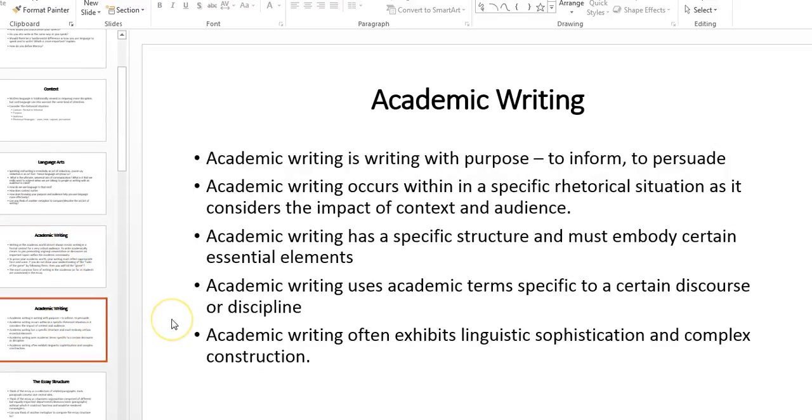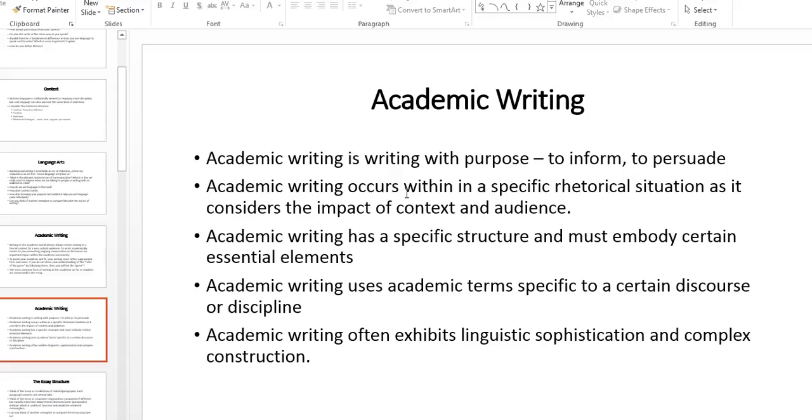So that is the rhetorical situation, and academic writing must consider the rhetorical situation, and the rhetorical situation changes for each academic writing occasion. Also, academic writing is characterized by a specific structure, and it must embody certain essential elements. So that specific structure and the essential elements is pretty much the topic of this lecture. It is that specific essay structure that we're going to talk about, and it has to have certain essential elements that we'll also talk about.